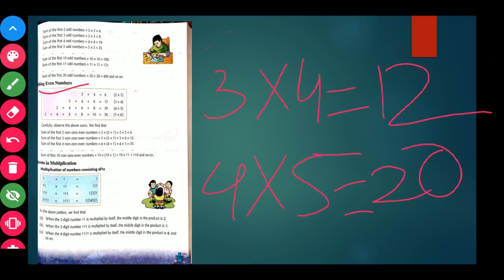Easy? You can easily find the addition of even numbers according to this rule. I hope you all understood this.